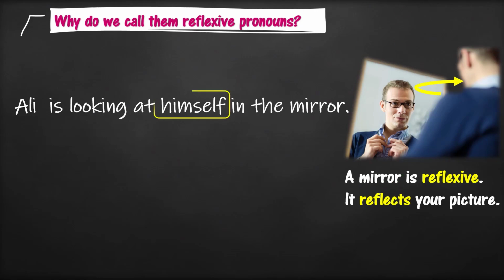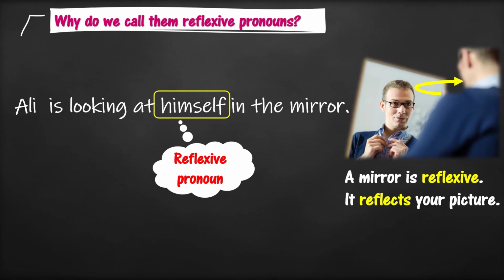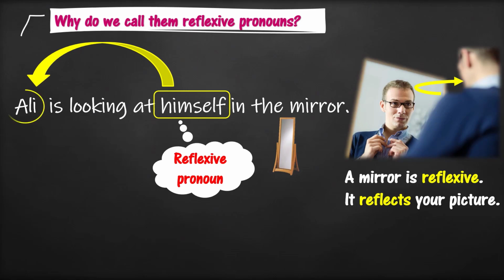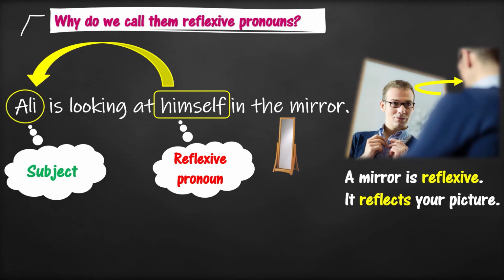It's the same thing for a reflexive pronoun. The word himself in this sentence is the reflexive pronoun. It does the same thing a mirror does. It reflects the subject, which is Ali in this sentence. So whenever we would like to refer back to a subject, we use reflexive pronouns. Let's study more examples.